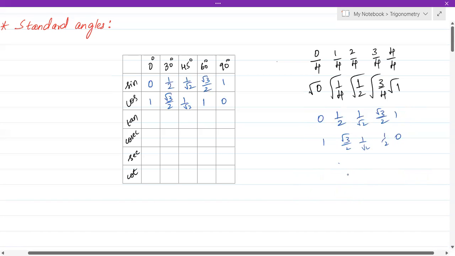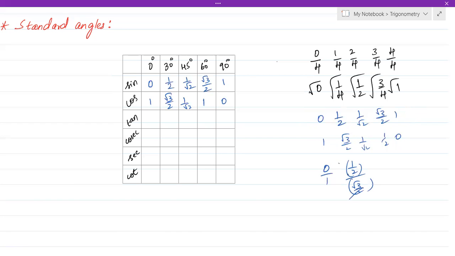So 0 by 1, the first value, 0 by 1 is 0 itself. The next value, 1 by 2 divided by root 3 by 2. 2 gets cancelled, so we are left with 1 by root 3. Now the third value, 1 by root 2 divided by 1 by root 2. You are dividing the same thing, so both get cancelled. Your answer is 1.